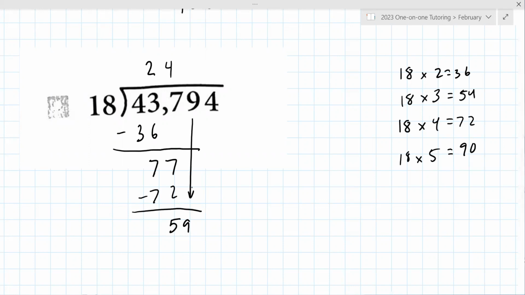18 going into 59 is 3 times. That's right. So 2,433. Yes, and that again worked out perfectly, which would be nice to know going into the test or quiz, if they work out perfectly evenly.